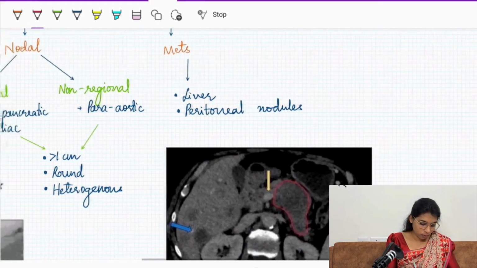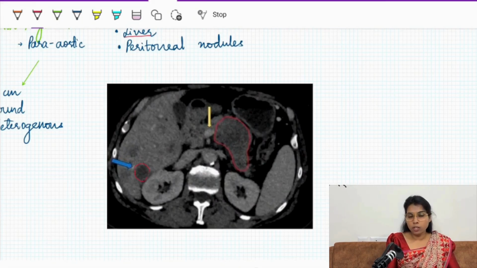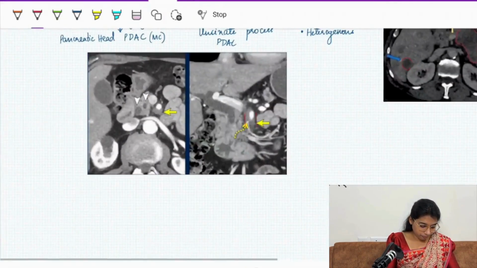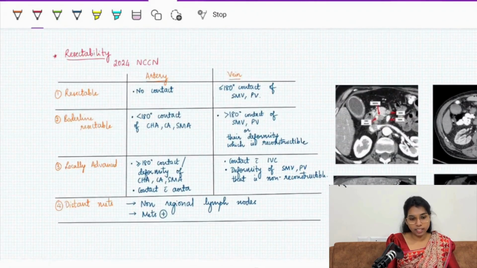Moving forwards to the mets, most commonly it is spread out to the liver, as we can see in this case, where you can see multiple liver metastasis, and then peritoneal nodules can also be seen. Now, vascular relations we'll understand with the resectability criteria itself.